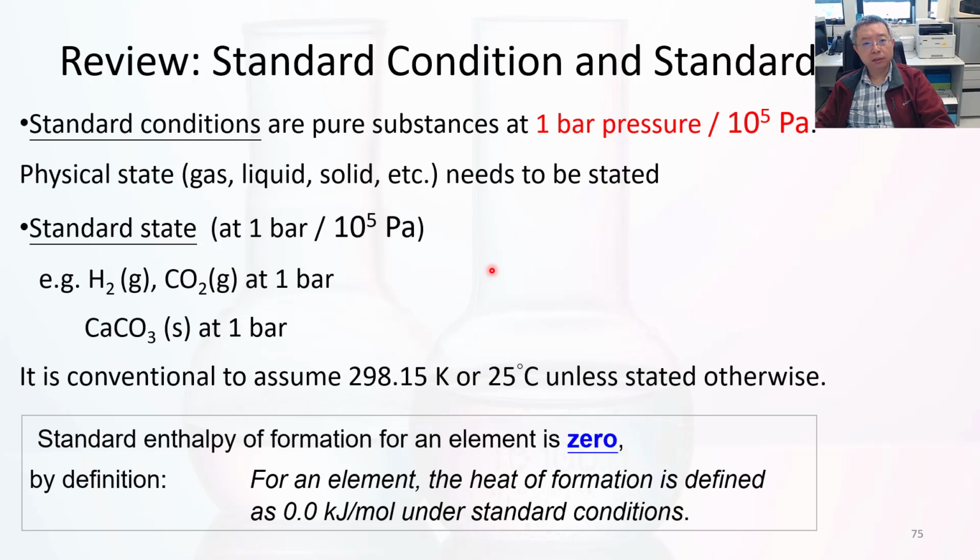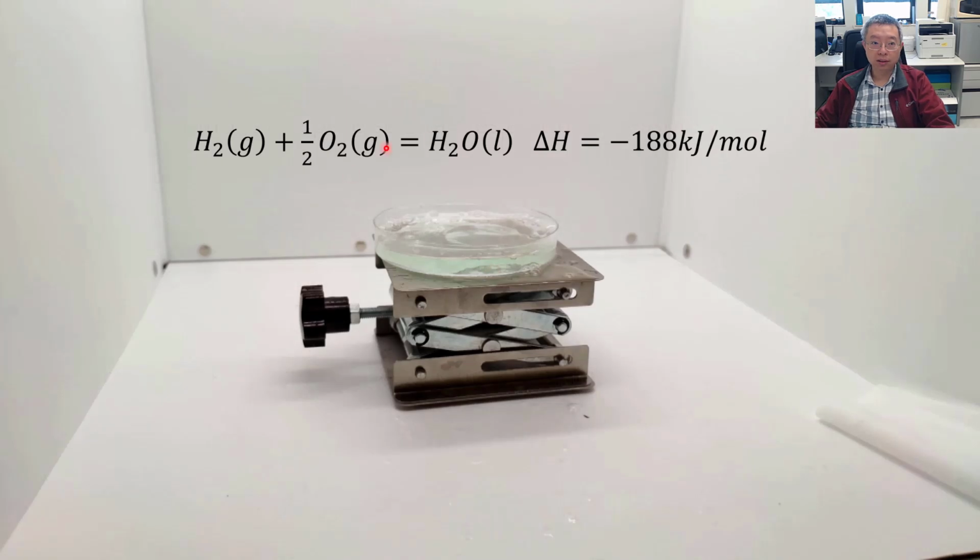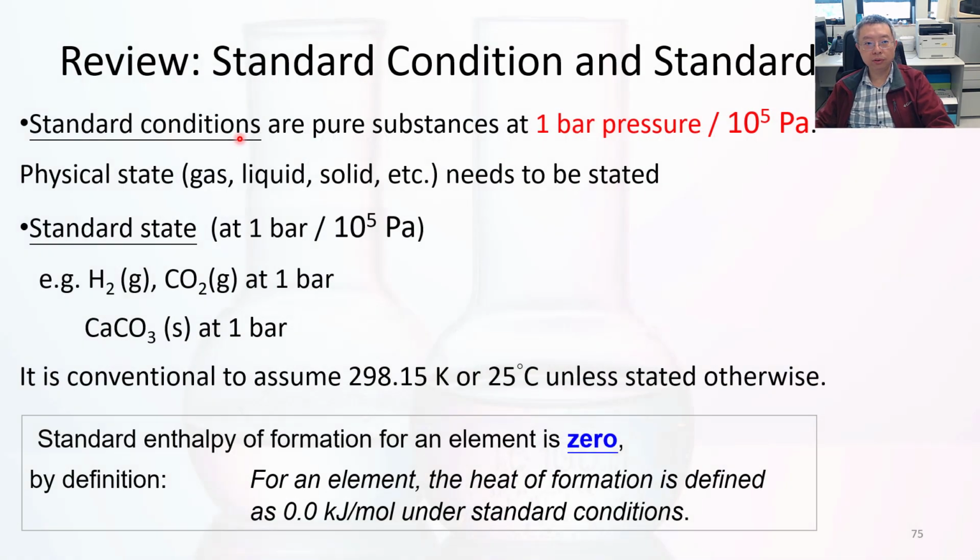Let's review a little bit about the standard condition, the standard state. So this is related with this one, right? When we say what is the delta H of a chemical reaction, it's actually referring to the standard condition of a chemical reaction. So it's a standard condition of the hydrogen reacting with the standard condition of the oxygen, getting a standard condition of water, right? So standard condition is a pure substance at 1 bar pressure.